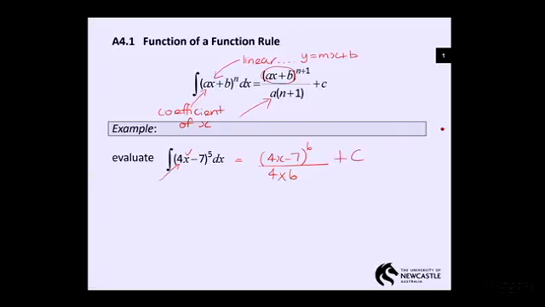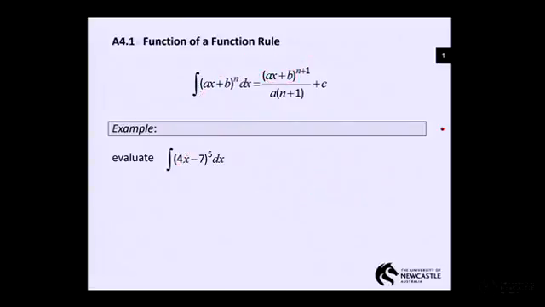Would you ever expand that? No, you don't need to. You need to tidy it up, perhaps. And you can see that the answer's been given to you as 4x minus 7 to the power of 6 on 24 plus c. All right? So that's what we want to put into action.